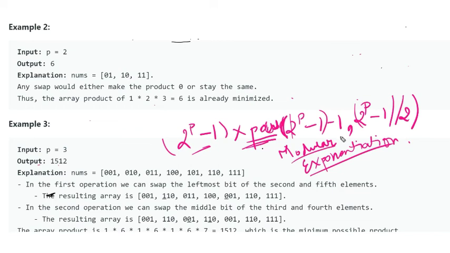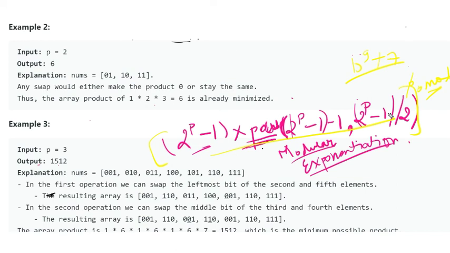And now you have to return the answer modulo 10 to the power 9 plus 7, because this number can be huge, so we have to do this modulo. Mod means 10 to the power 9 plus 7. Okay, so this number can again be very huge.